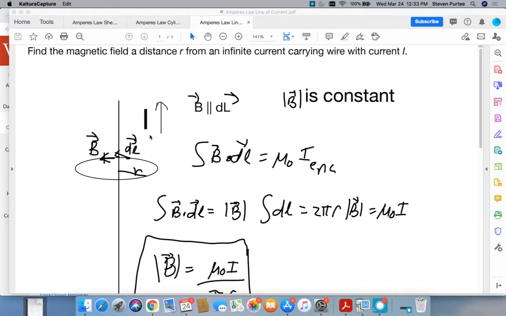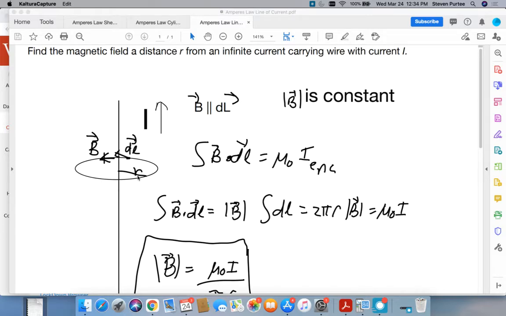And at a certain distance, r, B should be constant in magnitude around that distance. It wouldn't make any sense for B to be bigger right here than it is right here, because the line goes on up and down forever, so B should not depend on height. The only thing it can depend on is distance away from the line. So in magnitude, B is constant at a distance r and goes around in circles. So right here, my B vector would point out here.